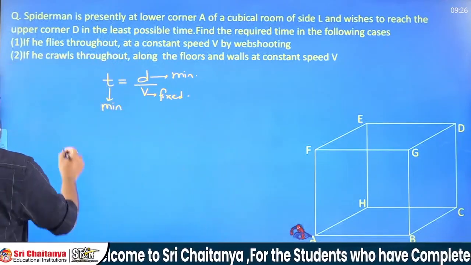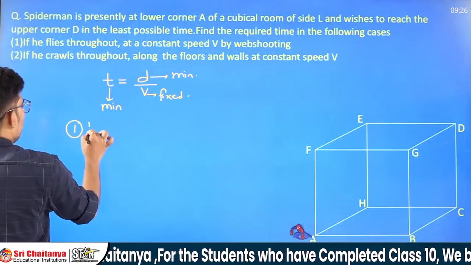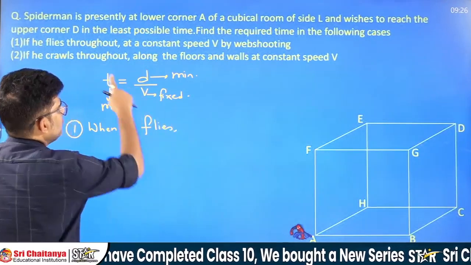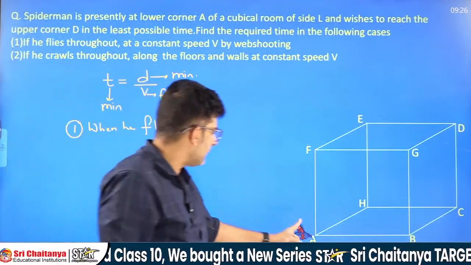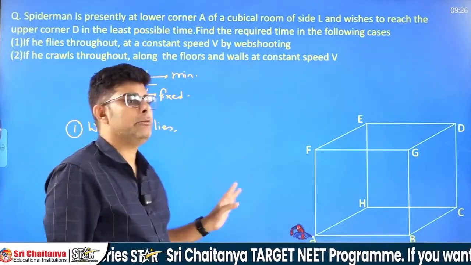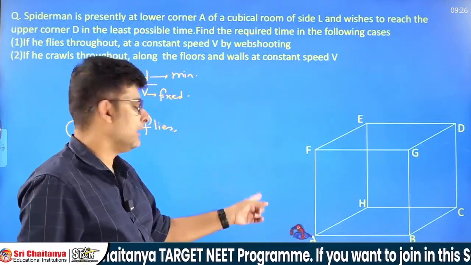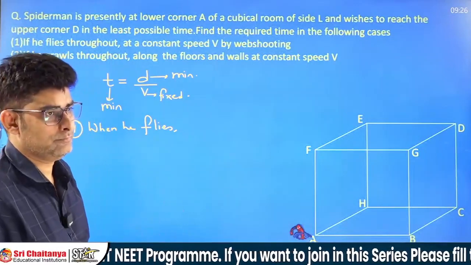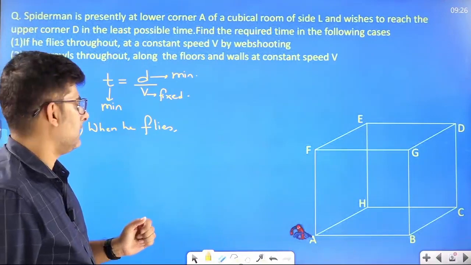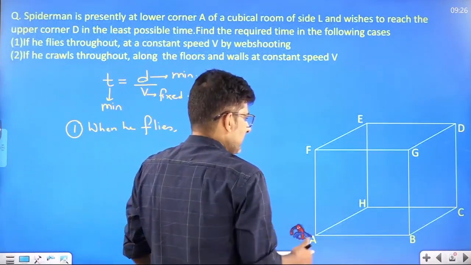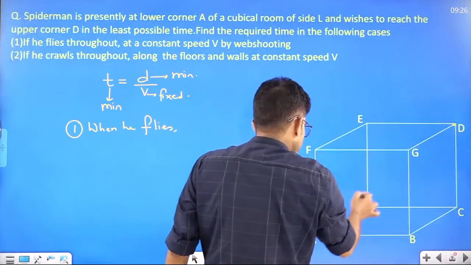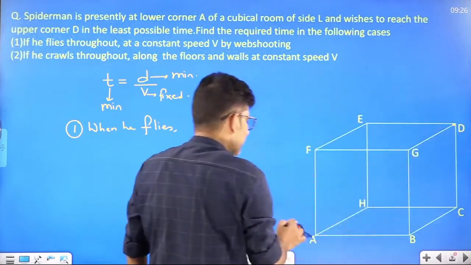But there are two ways. Number one, when he flies. Now when he flies by web shooting, he shoots his web and from A to D he has to reach. Can anyone say which path he will follow if he flies? What will be the shortest path if he flies? Yes, it will be the body diagonal. If I see this point and this point, join them by the straight body diagonal.